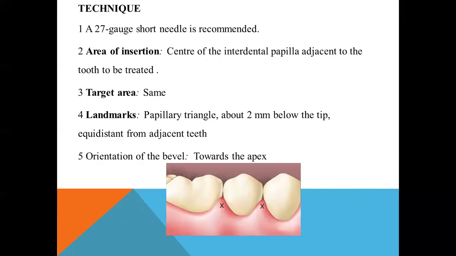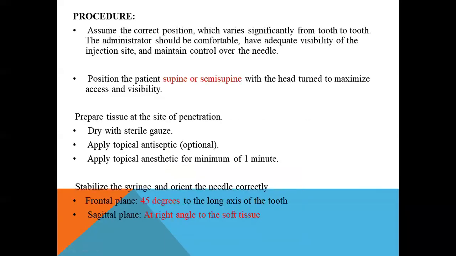Technique is that a 27 gauge needle is recommended. Area of insertion is this. The picture shows the area of insertion, center of the interdental papilla adjacent to the tooth to be treated. Target area is the same. Landmark is the papillary triangle about 2 mm below the tip, equidistant from adjacent teeth. Orientation of the bevel is towards the apex.